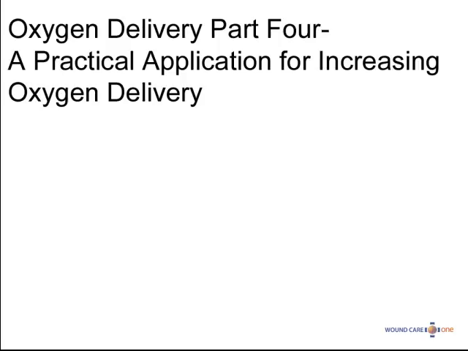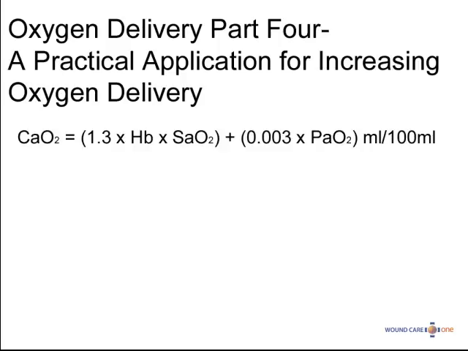With that said, let's return to the practical applications of oxygen delivery. In part 3, it was noted that oxygen dissolved in the solution of blood is not enough to support a patient at rest. The equation was CaO2 equals 1.3 times hemoglobin times SaO2 plus 0.03 times the PaO2 divided by 100 milliliters. The first part of this equation related the amount of oxygen carried in hemoglobin, and the second part of the equation was the amount of oxygen dissolved in solution.